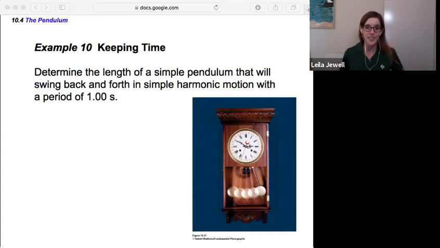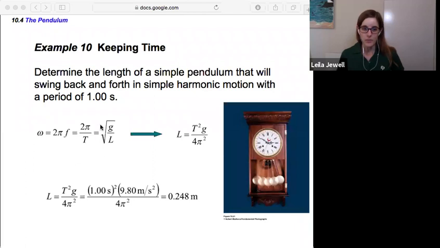Super cool. So the only thing that we are given here is that the period is 1 second, and we want to find the length in order to achieve this period. Let's take a look. We're going to note it says it's a simple pendulum, so that simplifies our analysis a bit. So we can start with our equation for a simple pendulum. The angular frequency is the square root of g over L. But we also know that the angular frequency is equal to 2 pi over the period.